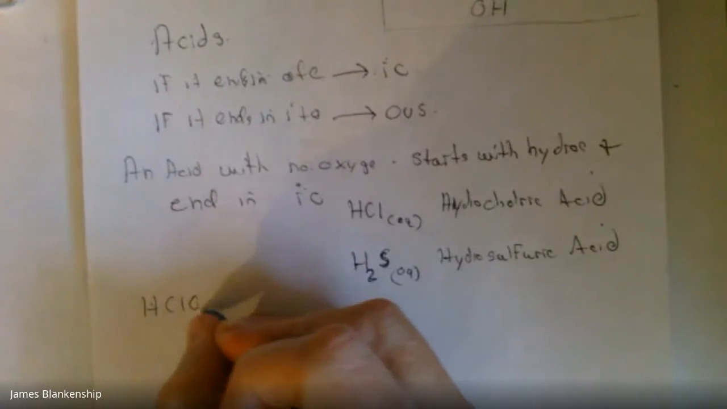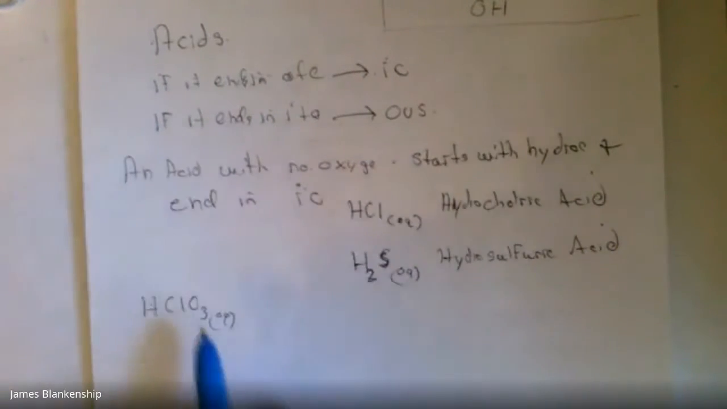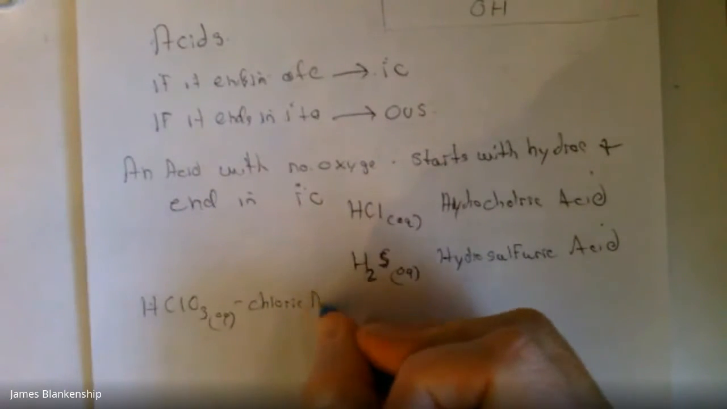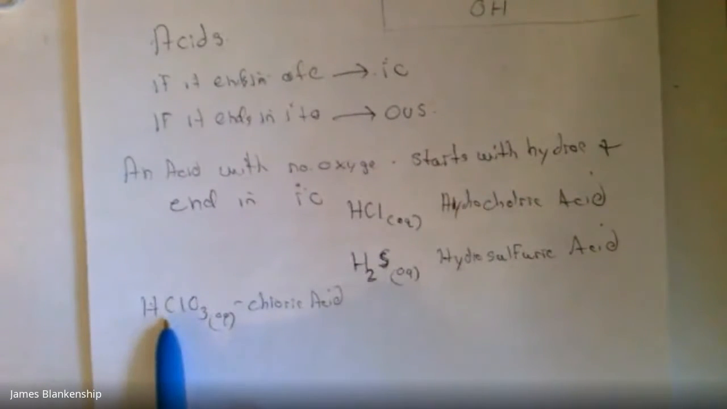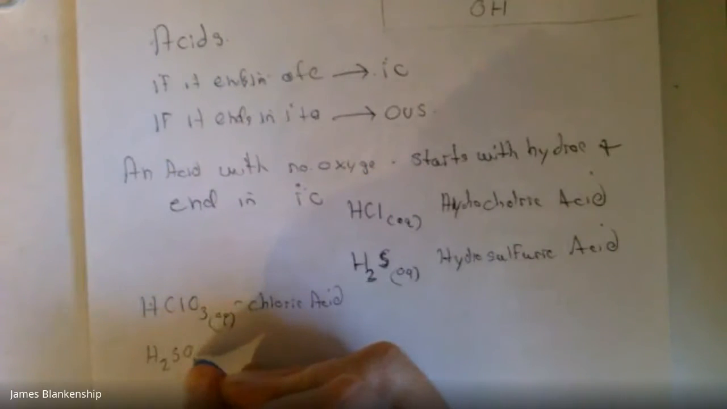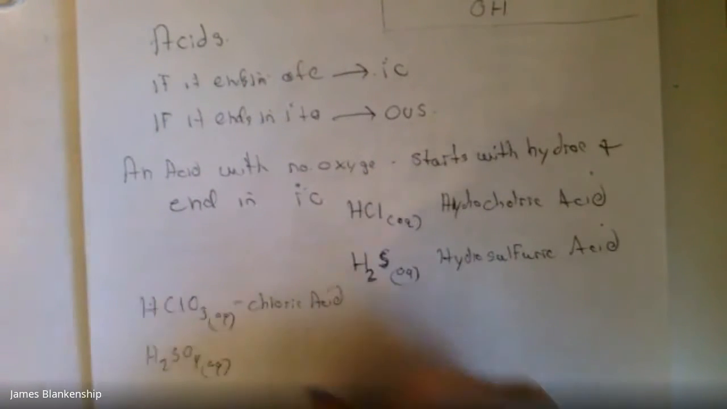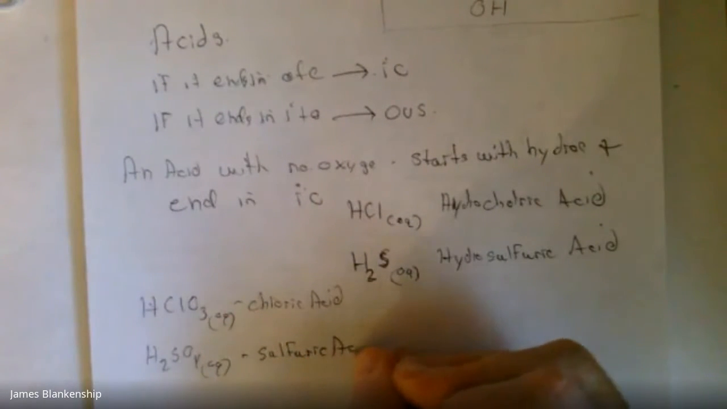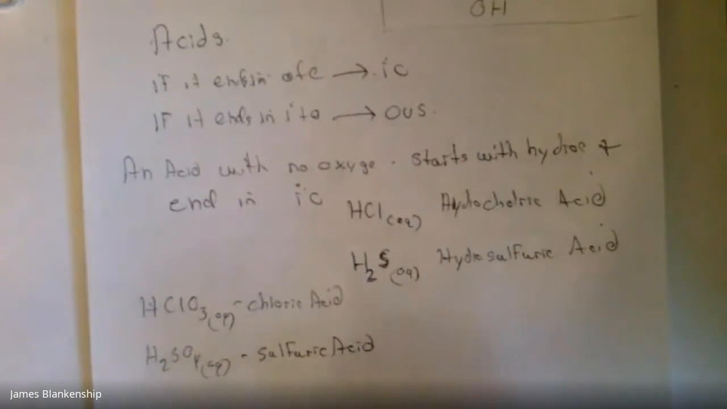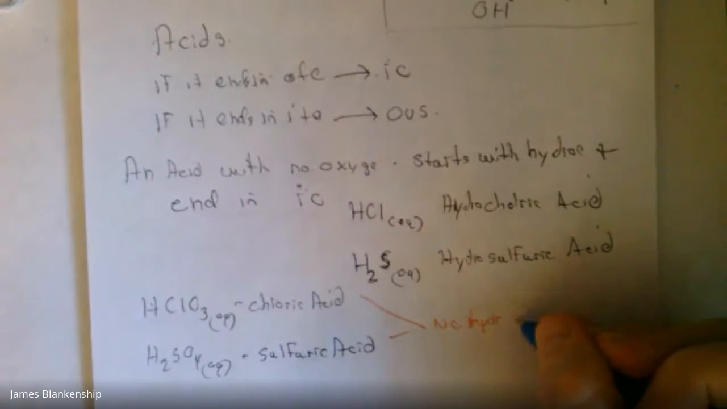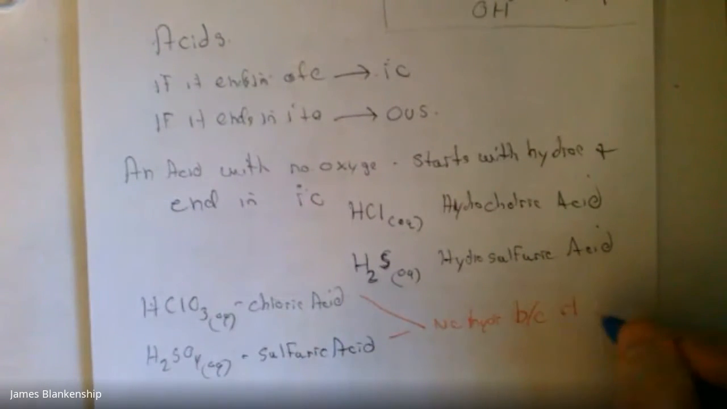But if we have the next ones, notice that they now have oxygen. We have HClO3 as an acid. This just becomes chloric acid. There is no hydro because you now have oxygen involved. If you have H2SO4, also aqueous, that just becomes sulfuric acid. No hydro, because it has oxygen.